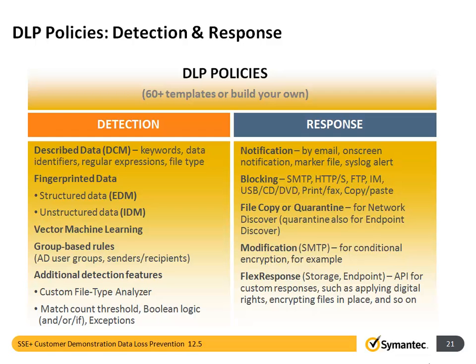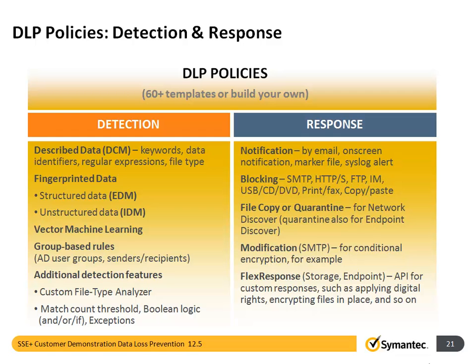In addition to described content matching, we have a couple of options for fingerprinted data. One is for structured data, things like database extracts, which we call exact data matching, or EDM. And I don't want to confuse you too much with acronyms, but just think of two fingerprinted data options: structured data, EDM, exact data matching, or unstructured data, IDM, or indexed document matching. IDM lets you fingerprint up to hundreds of thousands of documents, specific documents that you want to protect. So those are the two fingerprinting options.